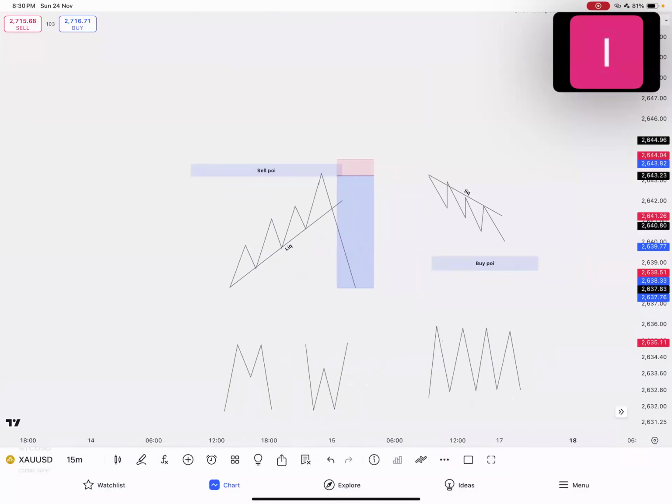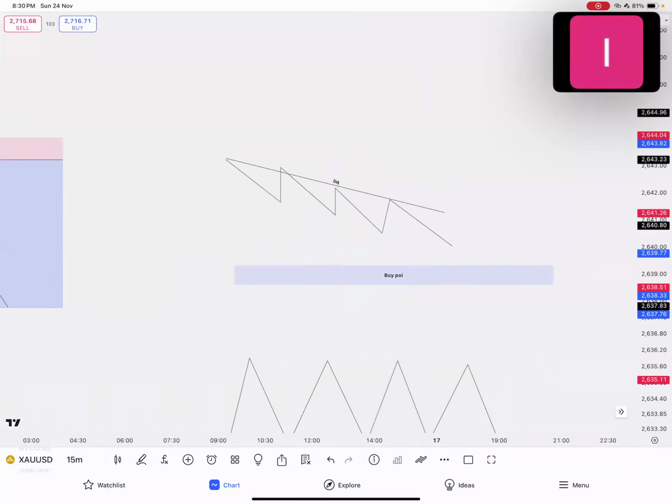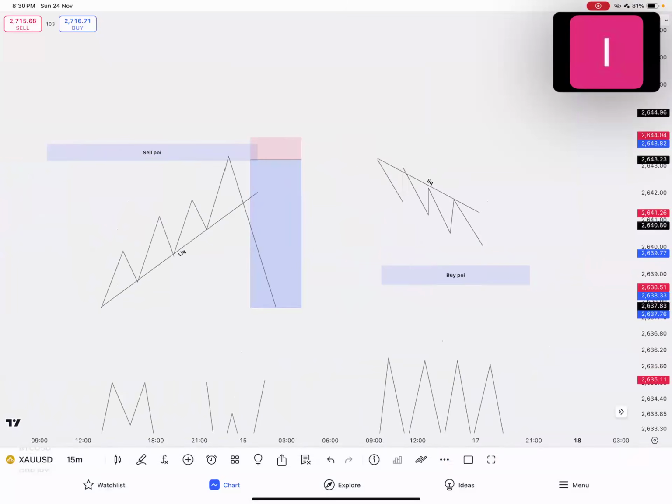So this is your buy point of interest. And before market approached that buy point of interest, it was making lower highs and lower lows. It means there's liquidity being accumulated on the upside here.